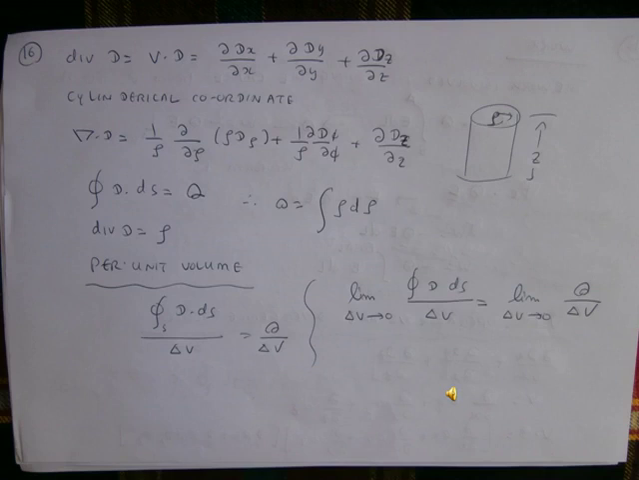So for the per unit volume, the closed surface integral of D dot dS divided by del V is equal to Q divided by del V. So in this case, the limit as del V tends to 0 of the closed surface integral of D dot dS divided by del V is equal to the limit as del V tends to 0 of Q divided by del V. So this is for the per unit volume.